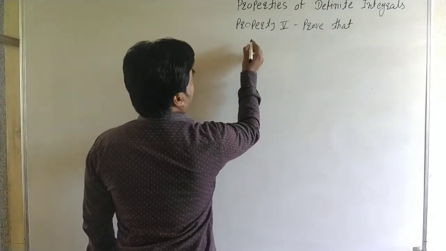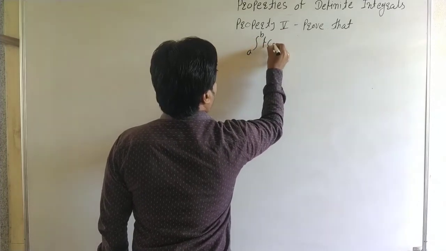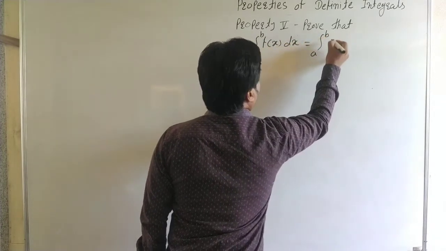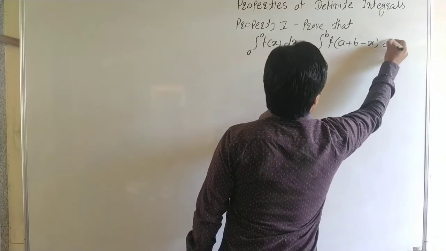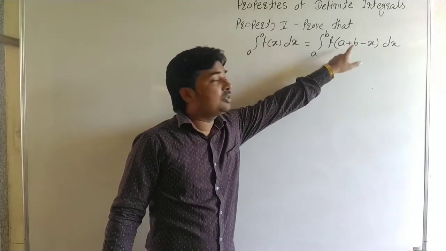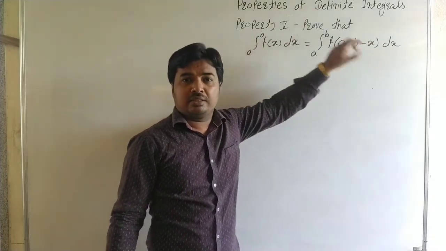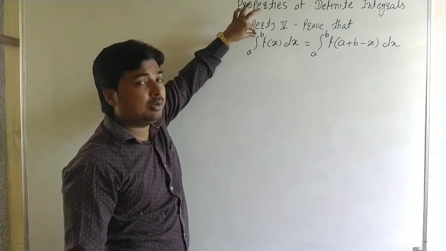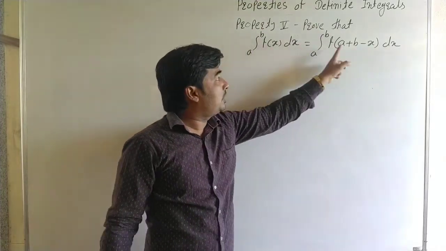Property number 5: prove that integral a to b f of x dx is equal to integral a to b f of a plus b minus x dx. Here, see carefully. In this property, only x is replaced by this term, that is a plus b minus x. That means a is the lower limit, b is the upper limit. The addition of the upper limit and lower limit minus this variable, that is a plus b minus x. x is replaced by a plus b minus x.